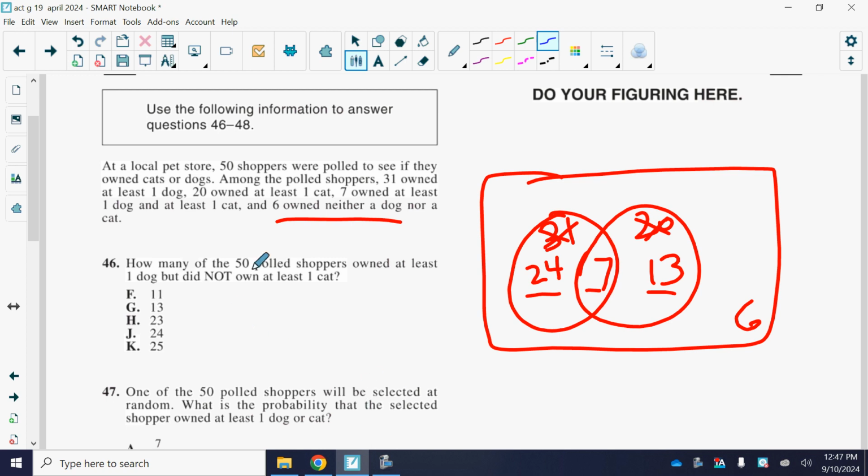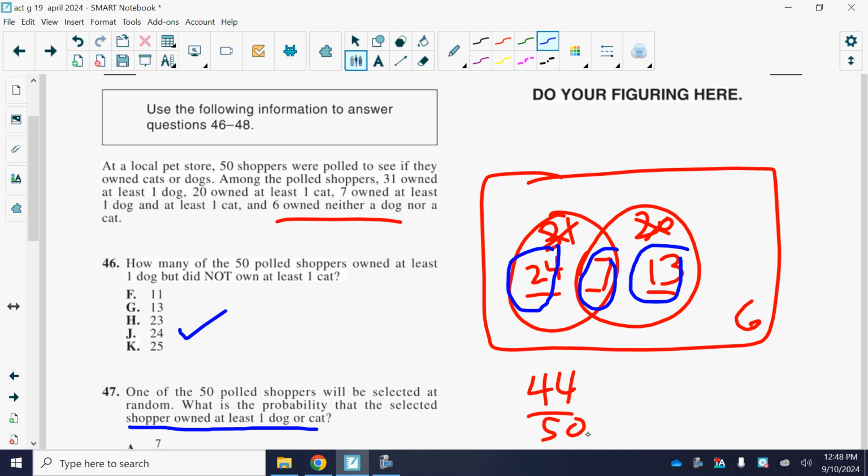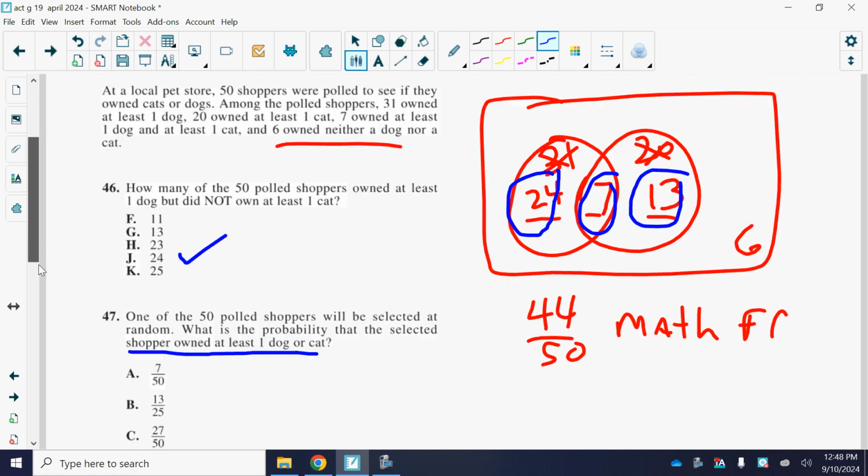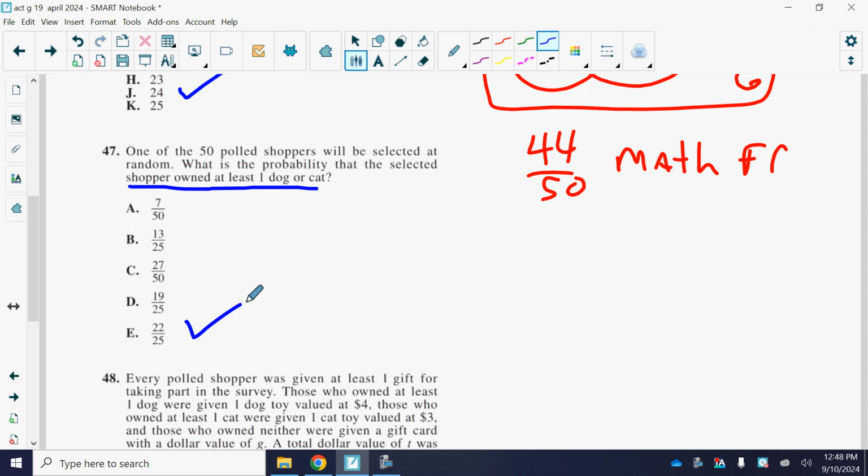So, of the 50 people polled, who owned at least a dog but did not own a cat, is this number right here, right? Because there's 7 in the middle, so you subtract 7 from the 31. What is the probability that you own at least a dog or a cat? That's everybody. That's all these people. So it's 44 out of 50. Mathafracka will reduce it for you. Mathafracka gives me the answer, 22 out of 25.